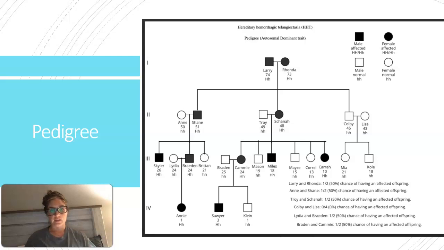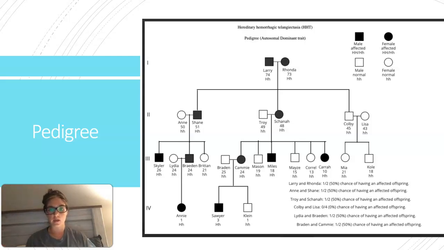For Shane, he's obviously an afflicted carrier, so with him being 50%, he's more than likely going to have kids like that. So he had 2 kids that are also afflicted carriers, and Lydia and Braden had a child which is afflicted. And then same with Troy and Shanna. With her having 50%, having 6 kids, I gave them also a 50% chance of having afflicted kids and normal kids. And as you can see, there are 3 and 3. And so then Braden and Cammie have 1 and 1, 50% again.